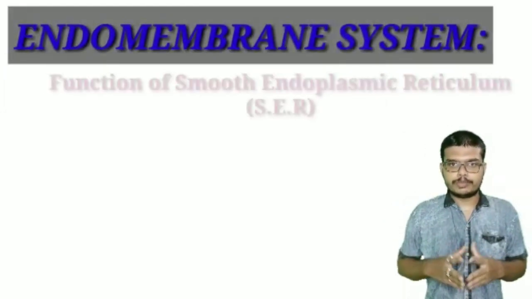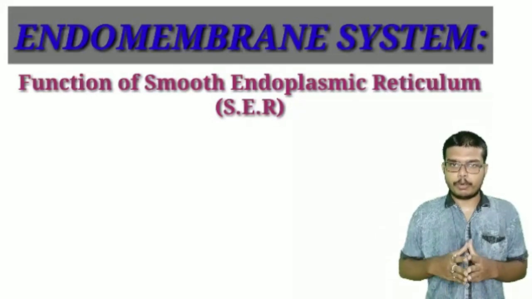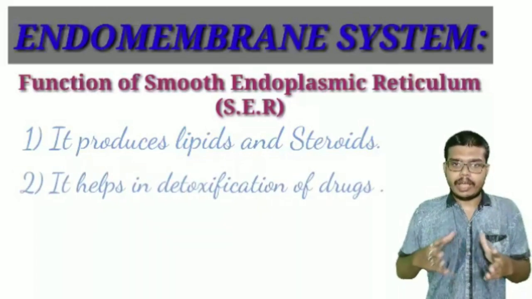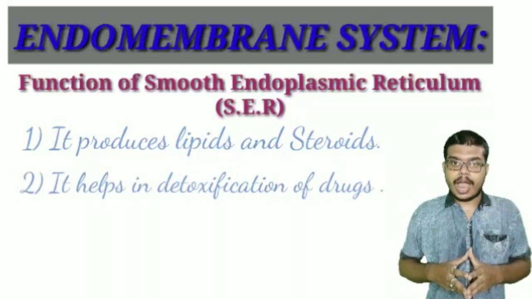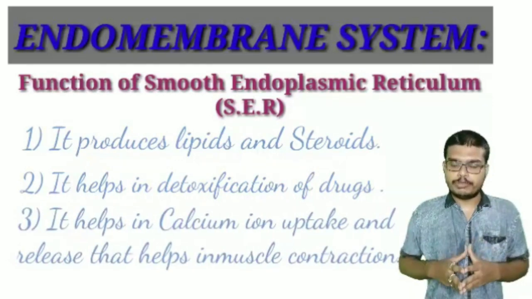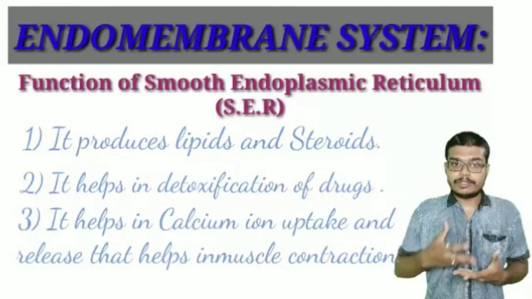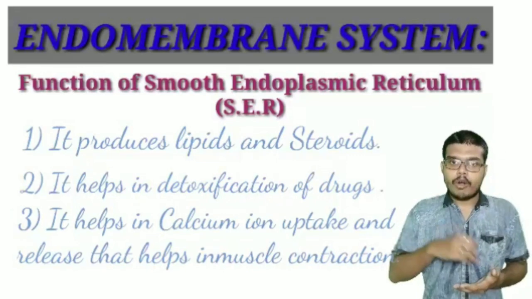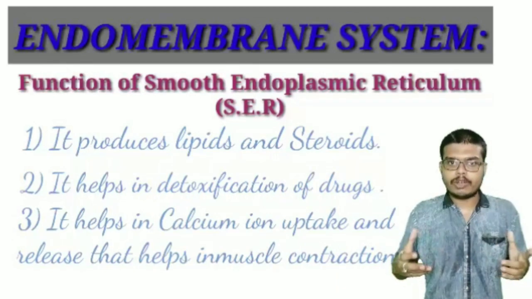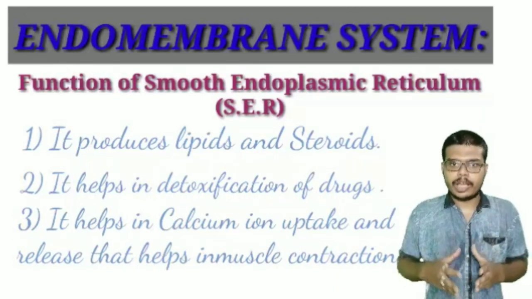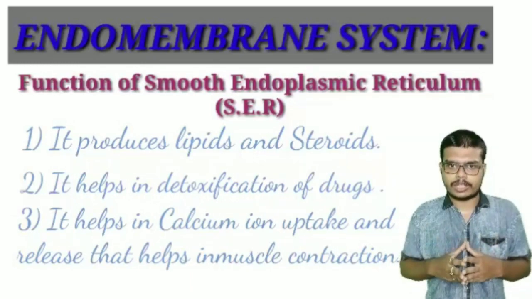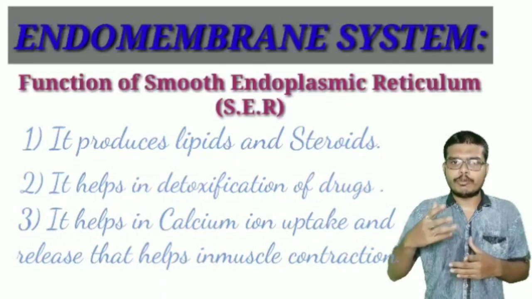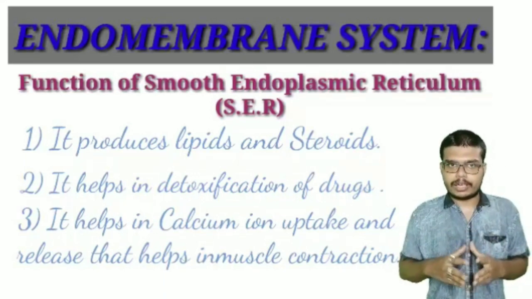The function of smooth endoplasmic reticulum is to produce lipids and steroids. The second function is that it helps in detoxification of drugs. And the third function is that it stores Ca2+. It helps in muscle contraction with the help of Ca2+ ion uptake or release. That means it helps in release or uptake of Ca2+ ions, which is useful for muscle contraction. We will discuss that in another chapter of human physiology, later.